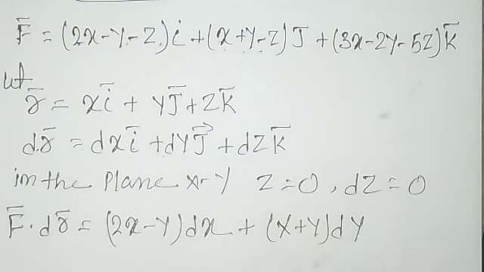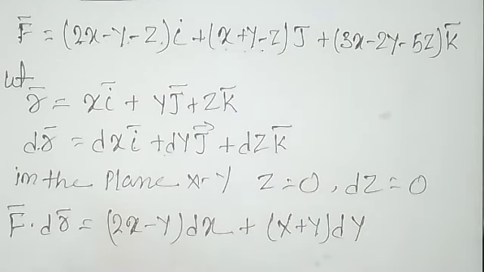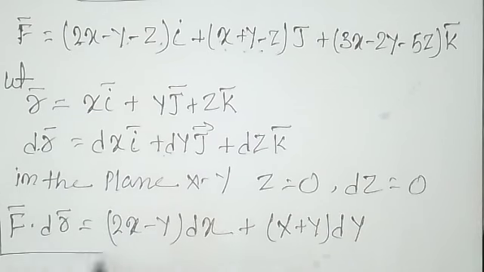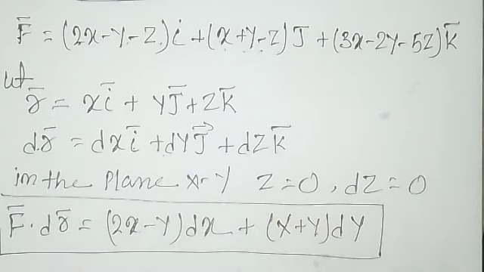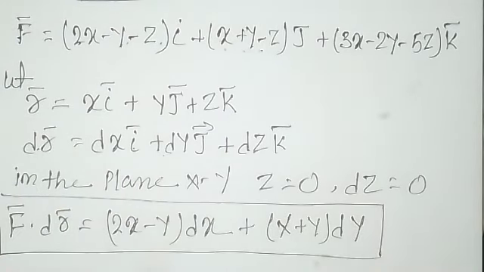And z is 0 in this plane, so we don't use it, because dz will be 0 and so that term will be 0. So this is how you take F dot dr. Now work done means you have to integrate this equation from 0 to theta. So what is theta?